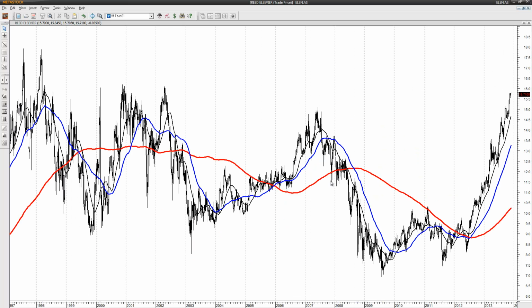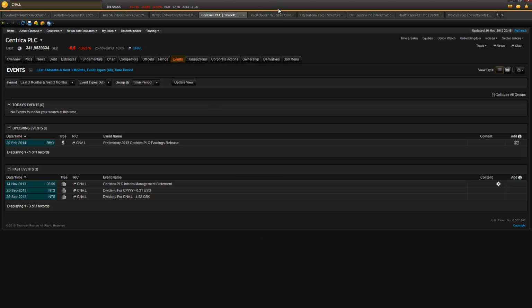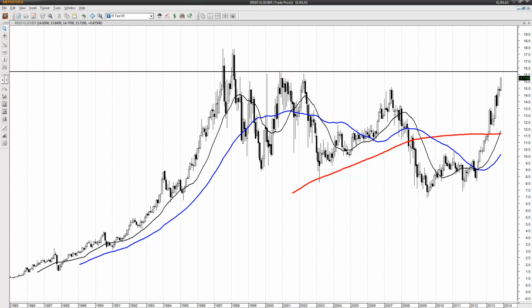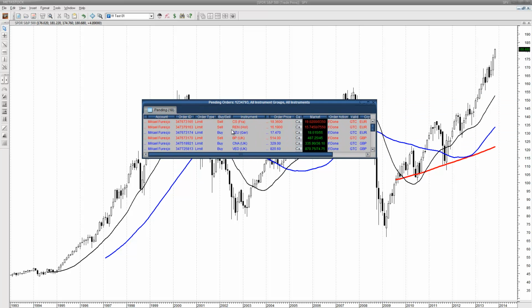Okay, next chart, Reed Elsevier. Easier with monthly data, and I got the highest peak of several peaks. I got the highest peak in the year 2000, and the print is 16.19. That's where I put in my short sell limit order. Check for earnings. No earnings coming up. And that was all. Those were the six charts that I've come up with for the European market. I'll give you a quick recap in my list.